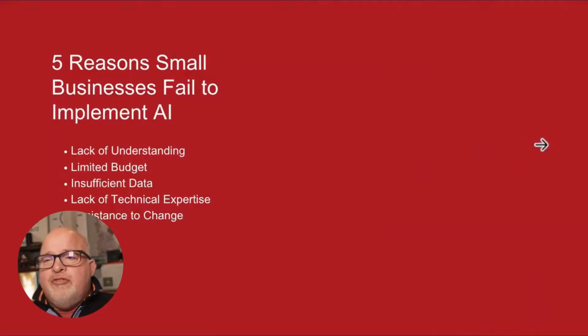So with that, just like the buggy whip, switchboard operators went away. So we know that there are challenges, but sometimes if businesses don't react quickly enough, you can be left in the dust. There are also challenges that happen if you don't move forward. So let's talk about the 5 reasons that businesses fail to implement AI. We're going to talk about lack of understanding, limited budget, insufficient data, lack of technical expertise, and resistance to change. And we're also going to talk about the ways that we can help you overcome that.